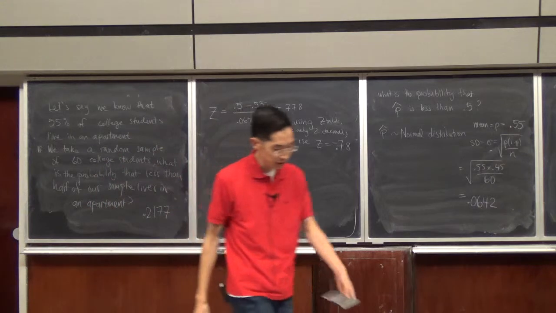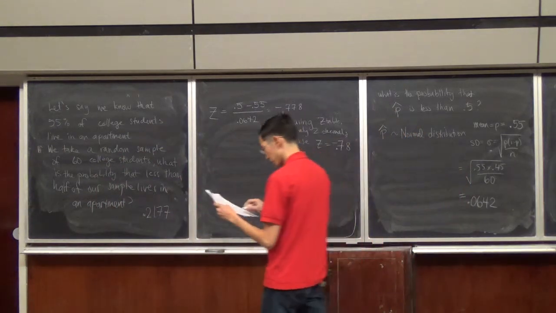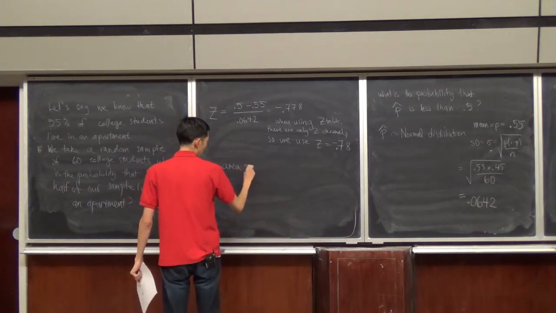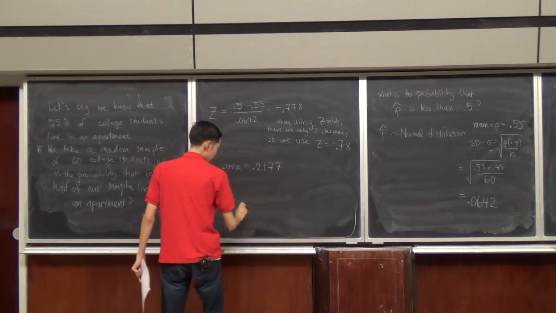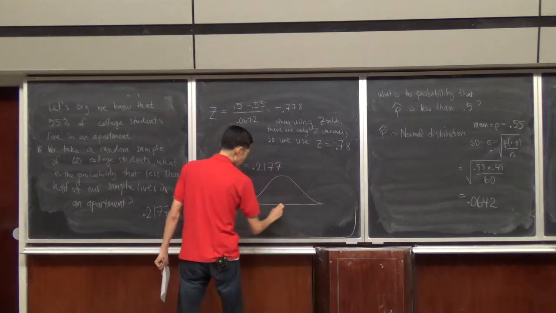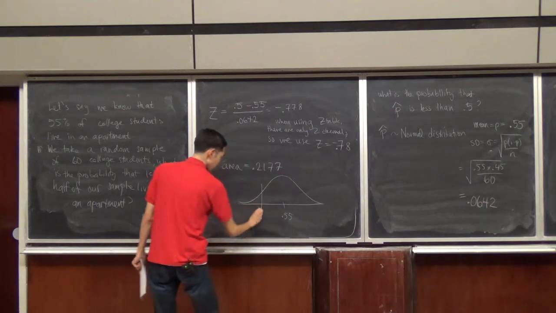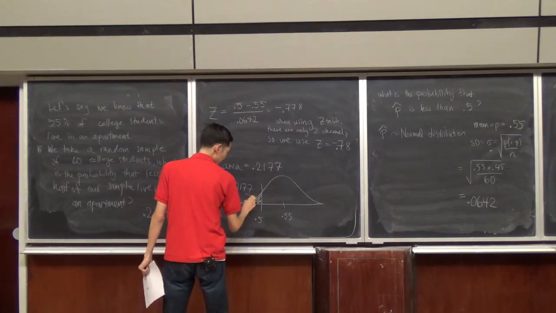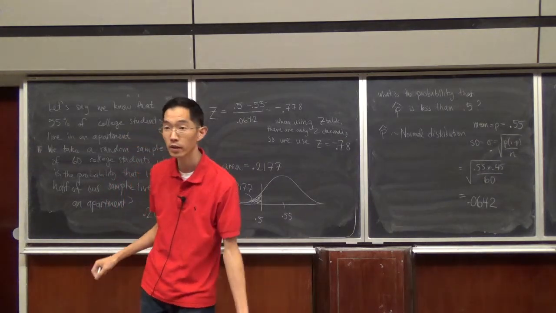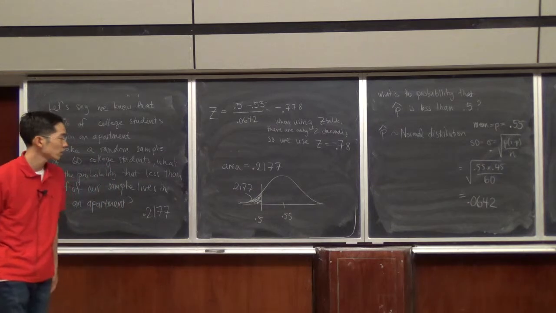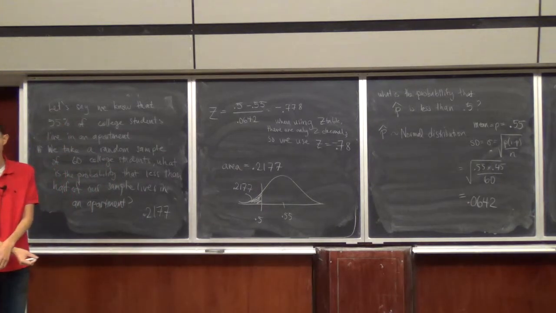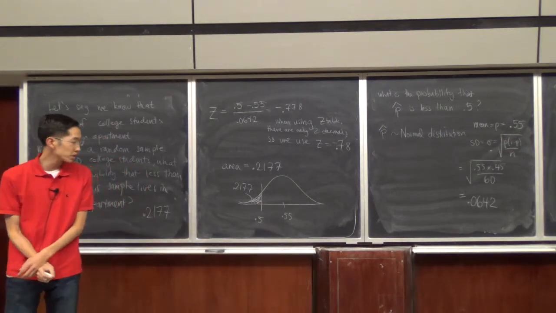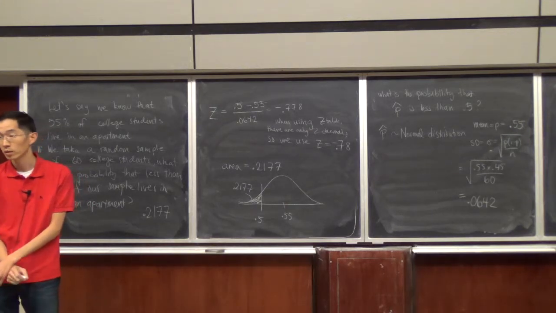So when I look up negative 0.78 in the table, I get the area to be 0.2177. It's negative, right? So is that my answer, or do I have to subtract that from 1? It's not negative. This is my answer. My z-score is negative 0.78, but my answer is 0.2177. My answer is a probability, right?